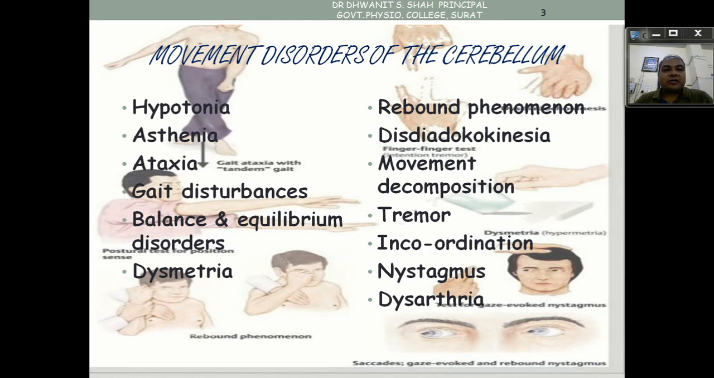In this slide you can see all the disorders of the cerebellum which happen due to a lesion in the cerebellum, either because of a tumor or any lesions. It leads to all types of features: hypotonia, asthenia, ataxia, gaze disturbances, balance and equilibrium disorders, dysmetria, rebound phenomenon, dysdiadochokinesia, movement decomposition, tremors, incoordination, nystagmus, and dysarthria. Right? So all these photographs you can see in the background. These are all the disorders which happen due to the cerebellar lesion.